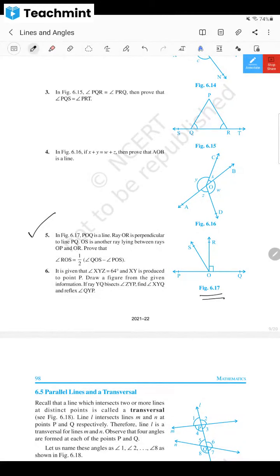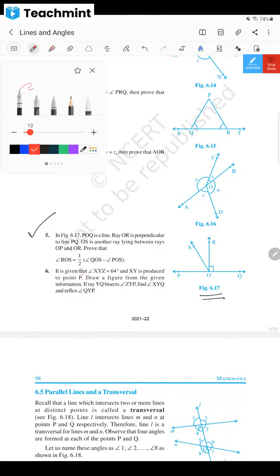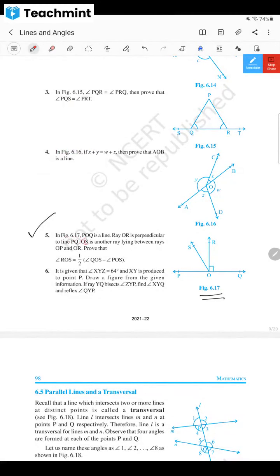In figure 6.17, POQ is a line. POQ is a line means you understand, no? This complete angle is 180 degrees, right? Yes, sir. So the complete angle is 180 degrees.